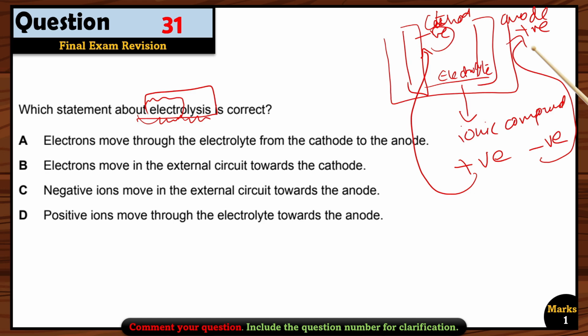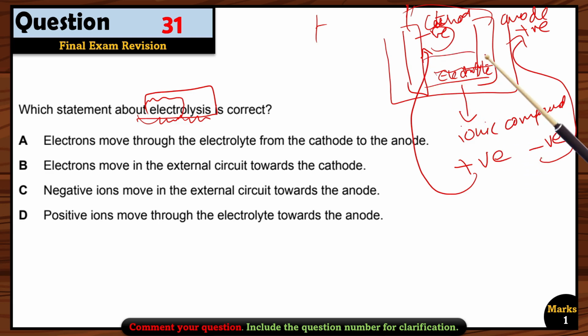Another important thing to remember is that we also have an external circuit outside, with positive and negative terminals, and in the external circuit electrons are moving. Electrons don't move inside an electrolyte, only the ions move inside an electrolyte. The electrons always move in the external circuit. This is the biggest mistake students usually make about electrons: they think electrons are moving inside the electrolyte.